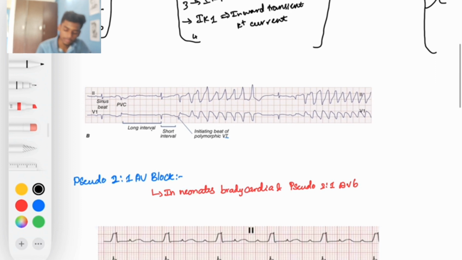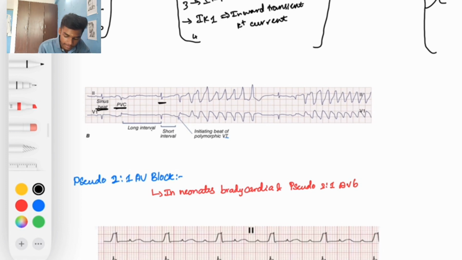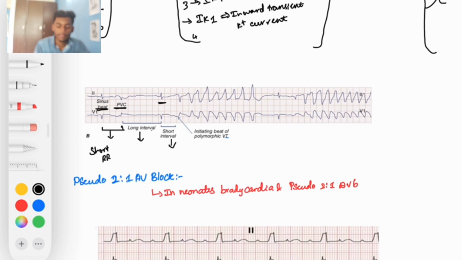Okay. Now, let's see about the ECG. See here, there is a sinus beat, then there is a premature ventricular contraction, again there is a sinus beat. The first sinus beat and premature ventricular contraction have a short RR interval. And a long RR interval is seen, and there is another short RR interval. This long RR interval is due to the compensatory pause. Now, what is this compensatory pause?